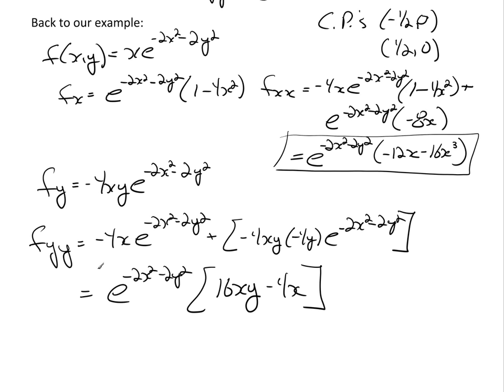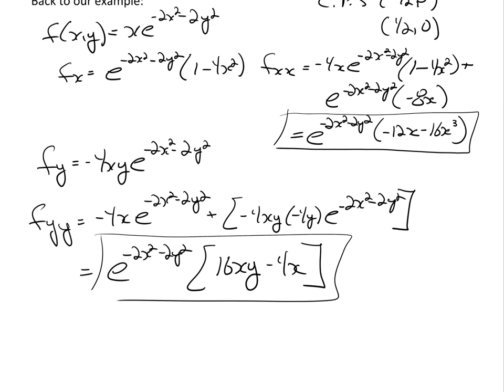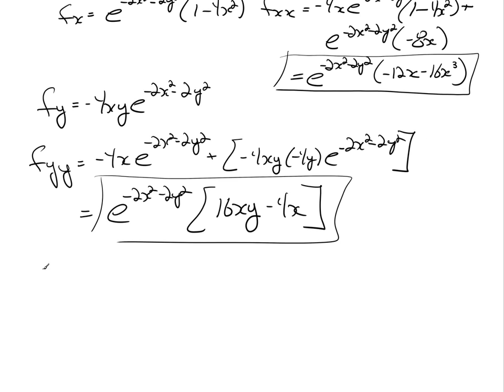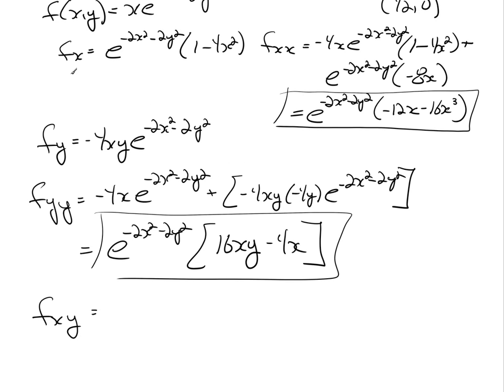So here's my second partial with respect to y. And the last piece that I need is the partial with respect to x and then y. Well, see, the partial with respect to x and then y is actually, where is it? Here we go. I just need to take this, because this is my partial with respect to x, and just take this derivative with respect to y.